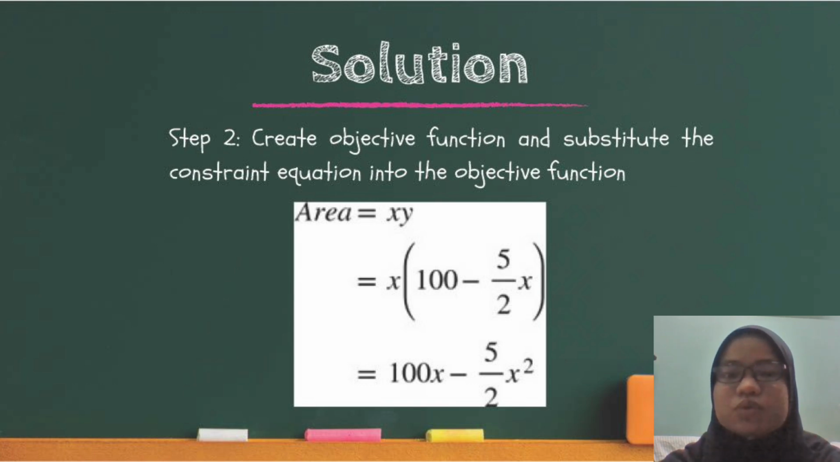Step 2. To find the maximum area of the rectangle under the given constraint, we need to create an objective function and substitute the constraint equation into it. The area of the rectangle is s times y. Substitute constraint equation. From the constraint equation, y equals 100 minus 5 over 2 x. Substitute y in the area formula. So, area equals s multiplied by 100 minus 5 over 2 s. Simplifying the equation, you get the area equals 100s minus 5 over 2 s squared.